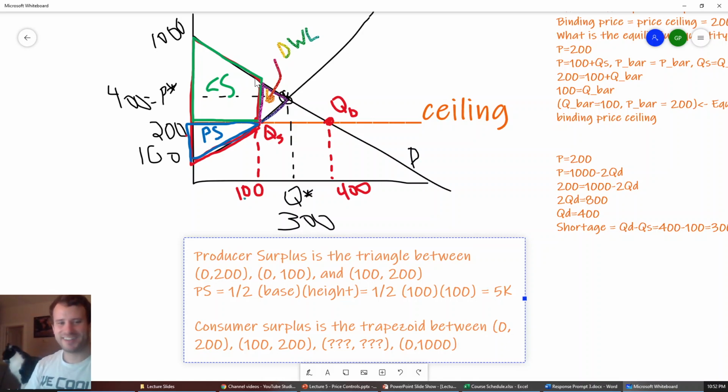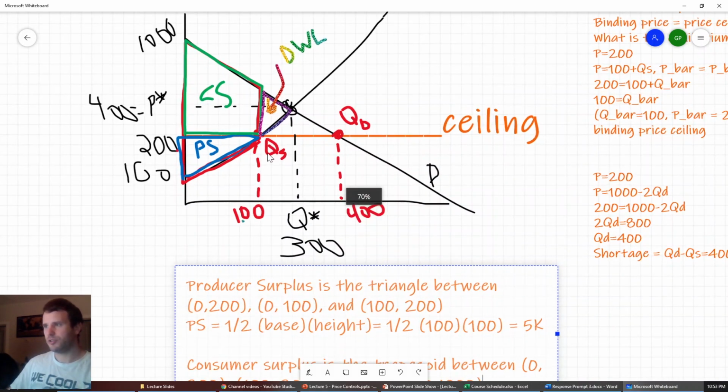Okay, so you got the four points here. You have (0, 200), which would be the equilibrium price. You have (0, 1,000), which is the y-intercept for the demand equation. You have this point over here, which is (100, 200), the equilibrium. And then you got this random point that we haven't really defined. So what does this random point mean? This is the willingness to pay for the last person who buys the good. That's its intuitive explanation. Graphically, though, it's the intersection between the equation Q star equals 100 and the demand equation.